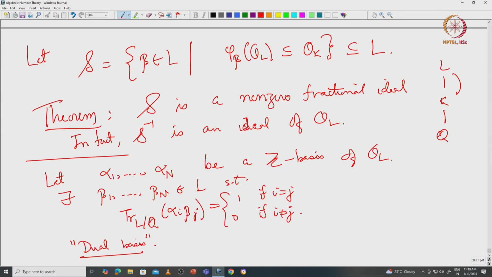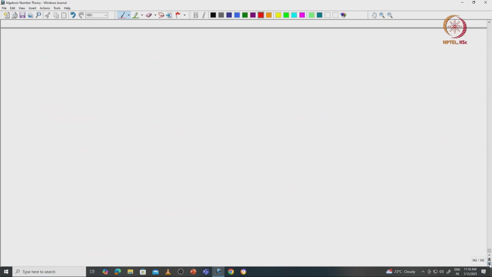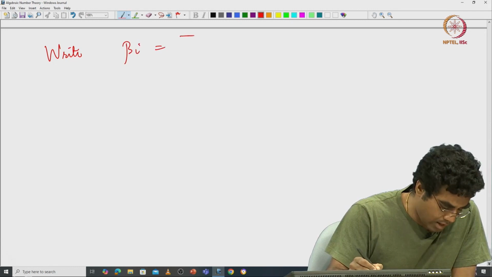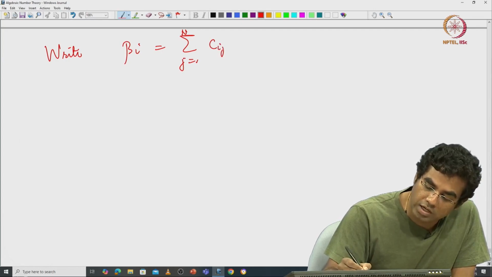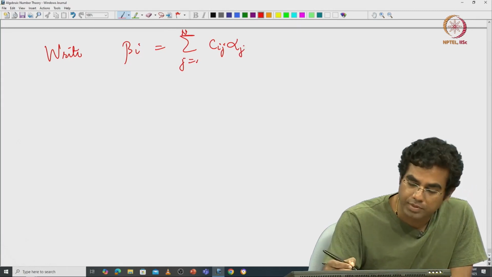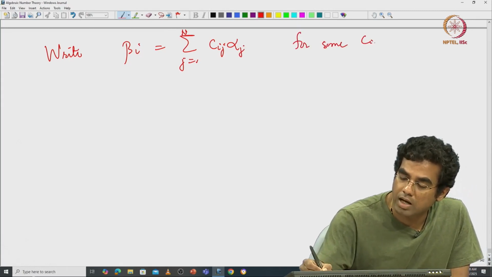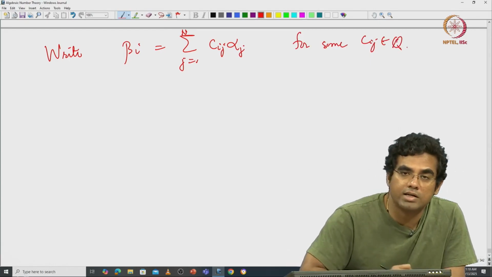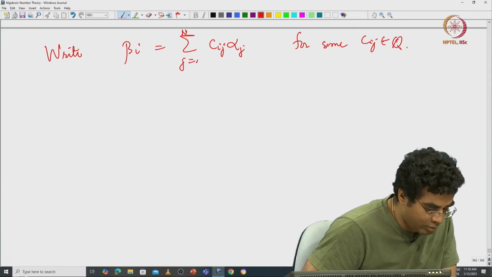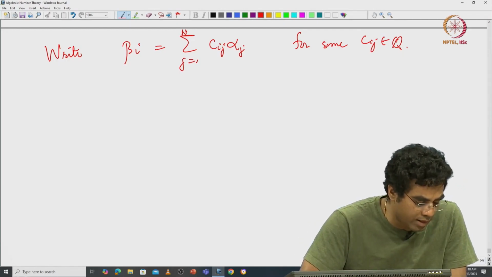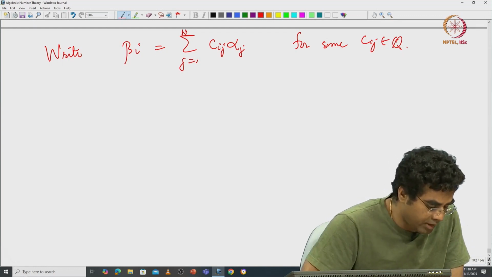Okay. So, why is this called a dual basis? Well, it is a basis of the dual vector space if you like, but you identify the dual with itself because these are all finite dimensional things. Okay. So, what I can do is write beta i as the summation over j from 1 to N of c_ij alpha j for some c_ij in Q. This c_ij of course need not be in Z. If the c_ij are in Z, then beta i will be in OL, but we are not guaranteed to have the dual basis inside OL. The alpha i are in OL, but that does not mean that the beta i are also in OL.